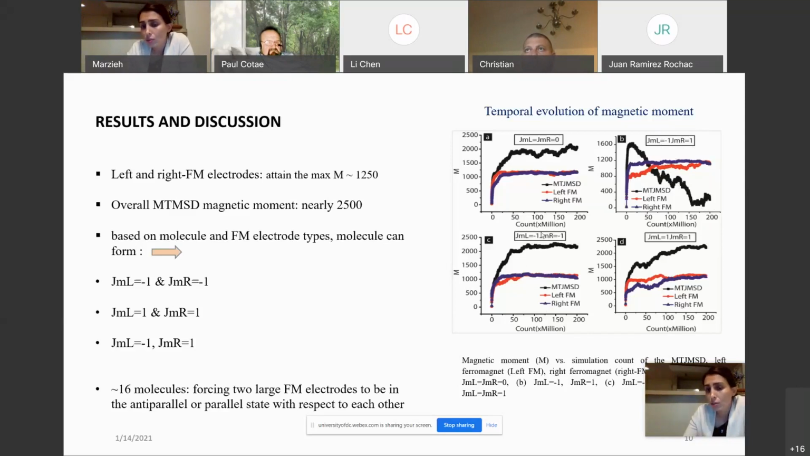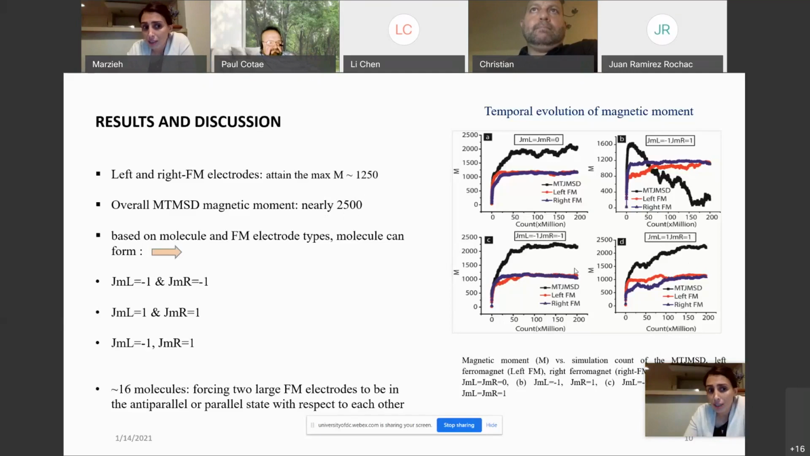When it goes to antiferromagnetic coupling of the molecule with both electrodes, when both are -1 and -1, we see that the magnetizations of the electrodes enhance each other and improve the total device magnetization. The total device magnetic moment approaches the maximum number, which is 2,500. The same happens when we have 1 and 1, when we have ferromagnetic coupling on both sides of the electrodes with respect to the molecule.